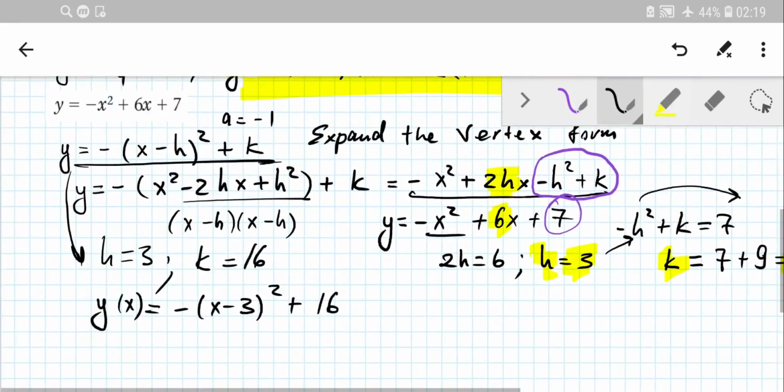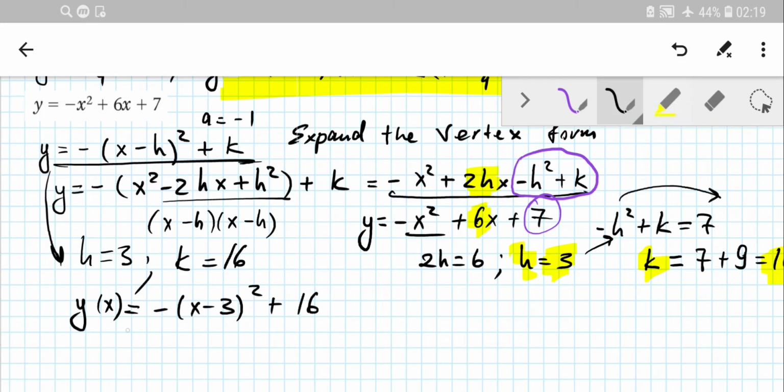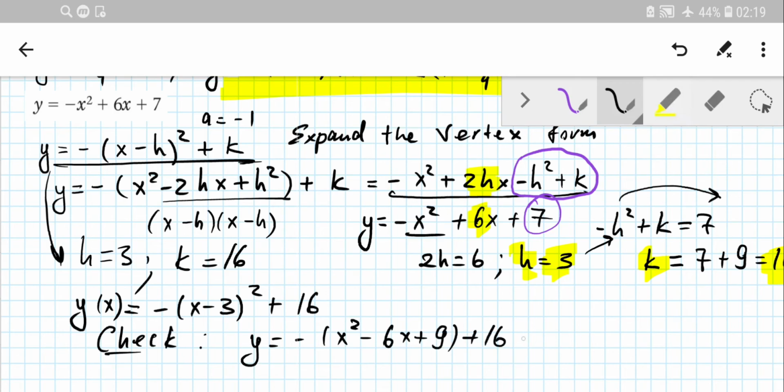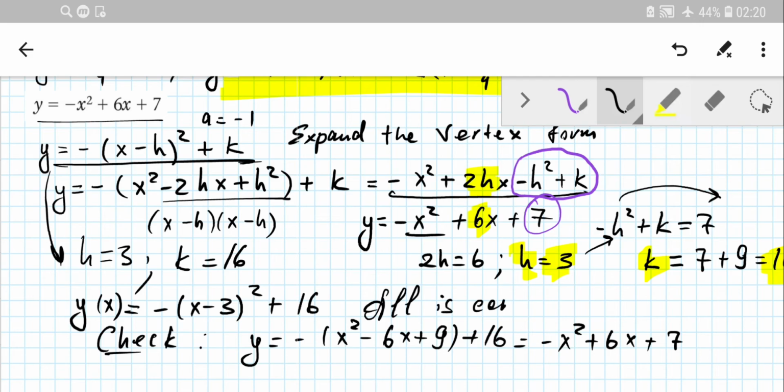So if you want to make sure that you did it correctly, how to check it? Let's check it quick. So check. I just want to expand it back. So I've got minus x squared minus 6x plus 9 and finally plus 16. Okay, what I've got is minus x squared plus 6x and finally minus 9 plus 16, which is actually 7. So we've got the original form and that's why it's true. So all is correct.